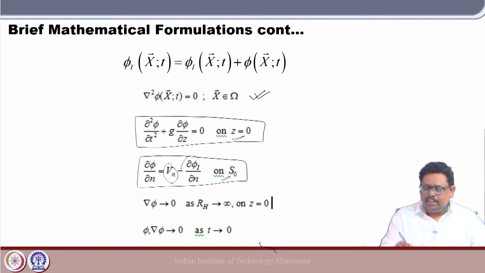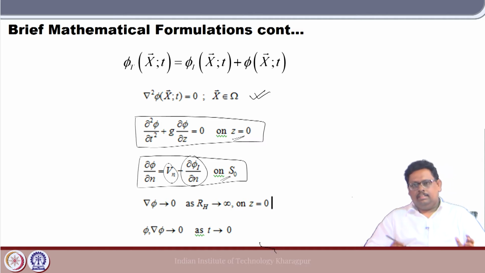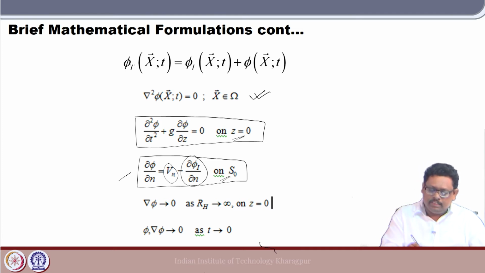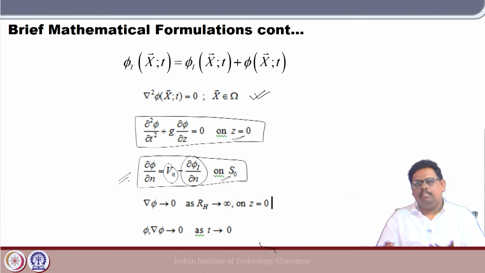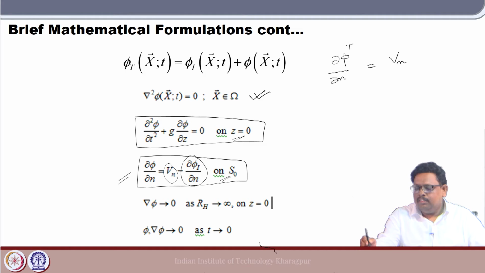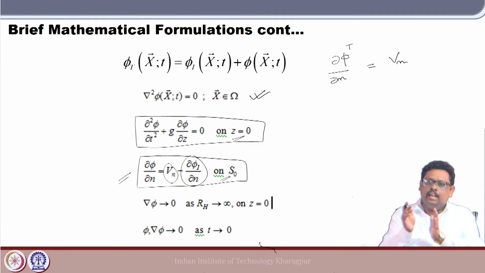So, del phi I by del n is nothing but the normal incident potential. We have already discussed how it comes, but for the sake of completeness, we know that the total potential, del phi t by del n, should be equal to the normal velocity of the body. That is the idea.